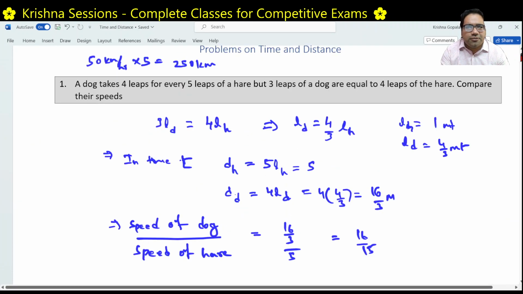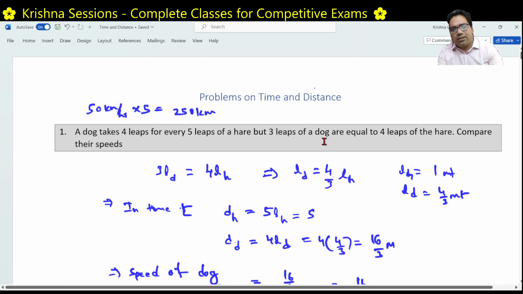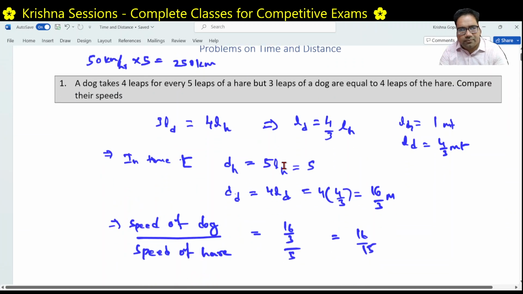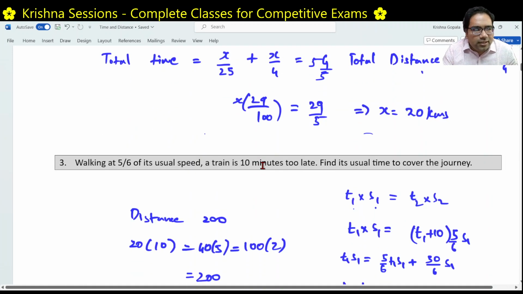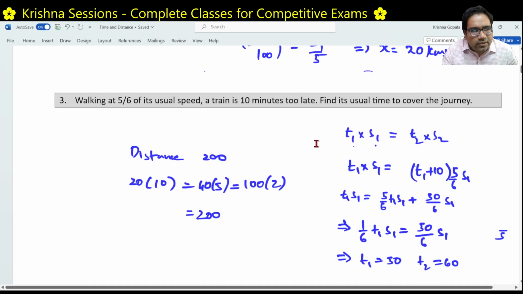So the thing that you have to remember is only one formula, that is distance is equal to speed into time. That is the only formula, and then you have to use that formula, that concept, in multiple formats. And I think this concept, you please try to understand when it is given.